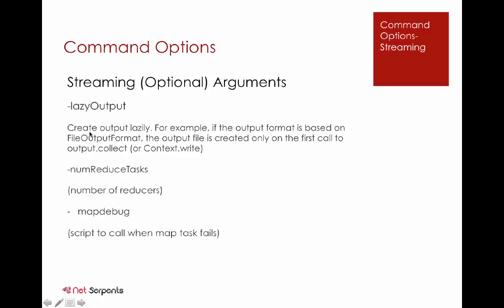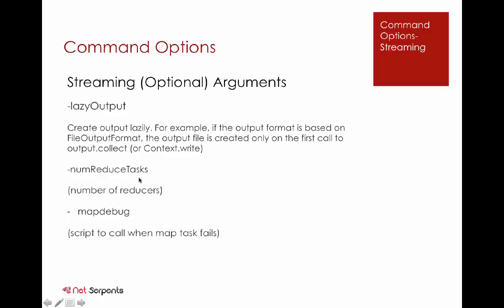So what's lazy output? We'll learn more about this a little later. You'll be able to understand it when we actually try to learn what's output.collect. We haven't yet gone through that particular parameter, but as we learn more about Hadoop, we'll understand it. But essentially, what lazy output will do is it's going to create the output file only on the first call to output.collect. So for some reason it's called creating the output lazily.